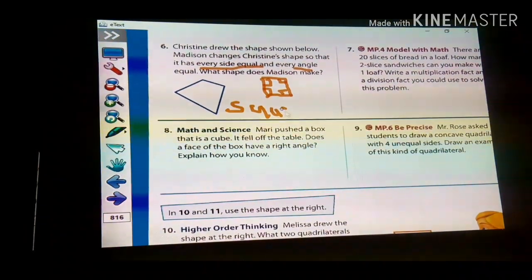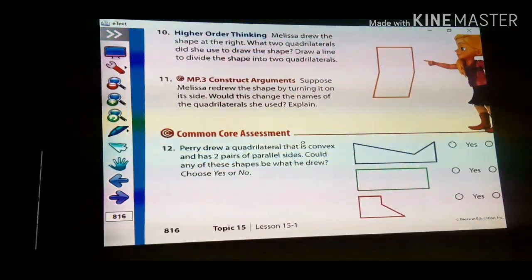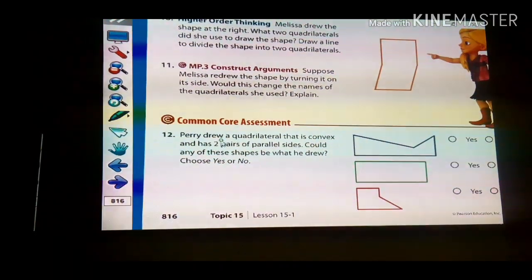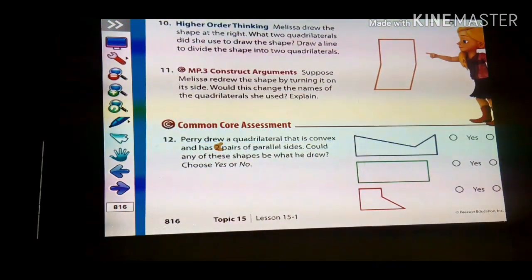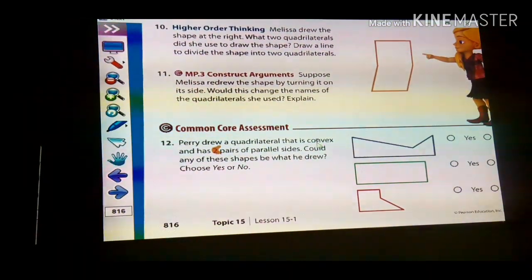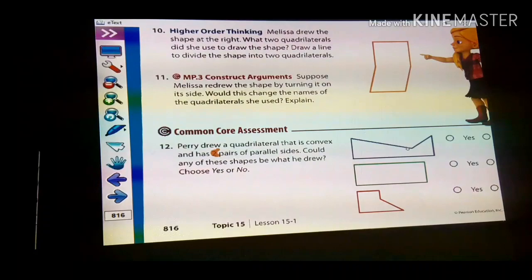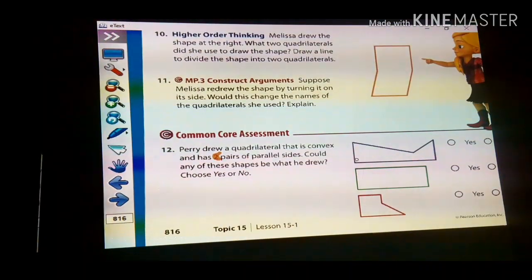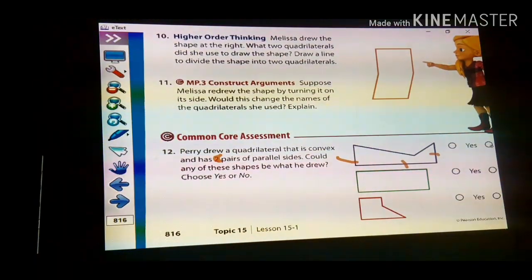The last question. Harry drew a quadrilateral. This is convex and has 2 pairs of parallel sides. Remember that all the quadrilaterals have 2 pairs of parallel sides, except the trapezoid. The shape is convex, which means out. Is it out? Yes, it's out, but this one is curved, right? Look here, 2 pairs of parallel sides. Here is 1 pair. How about this one? It has another pair. Of course, there is no pair here, so this answer doesn't work.